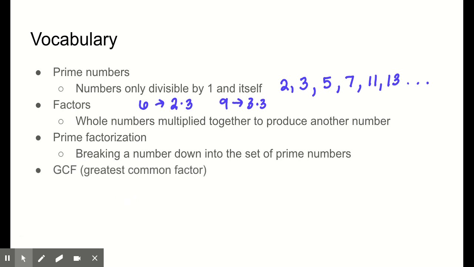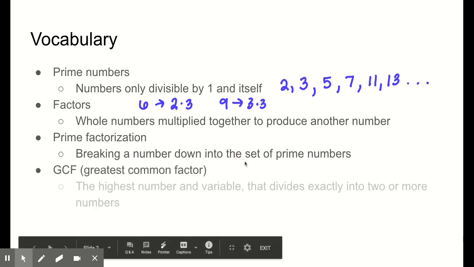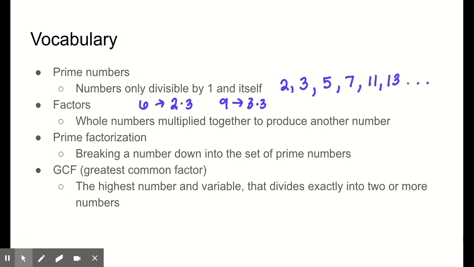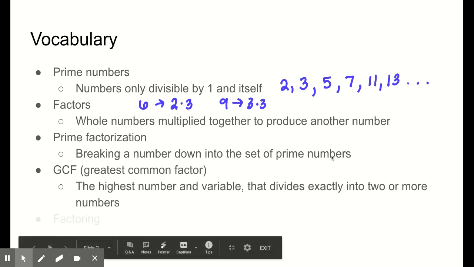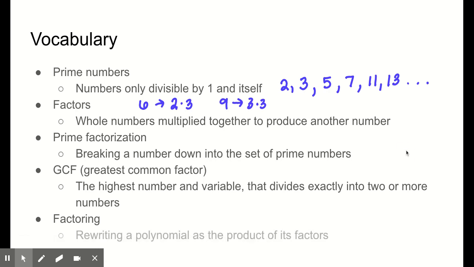GCF, that's our greatest common factor. And this is the highest number and variable, because we will be looking at polynomials, that divides exactly into 2 or more numbers. And our last term is factoring. And factoring is rewriting a polynomial as the product of its factors.